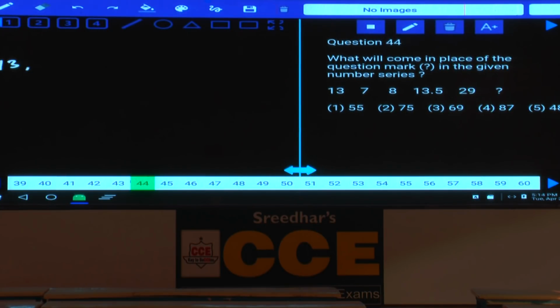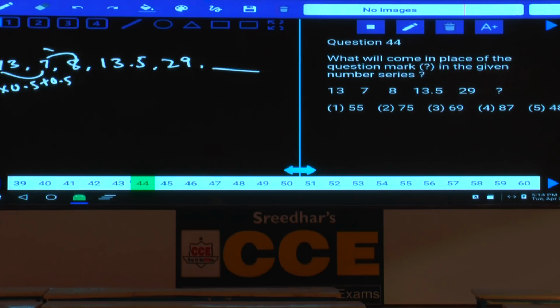Whenever the numbers once decreased and it is increasing from there onwards, first pattern should be what? Tell me, we have discussed this many times before. Now first we need to multiply this one with half. 13 into 0.5 is how much? 6.5. 6.5 plus 0.5. And next one 7 into 1 plus 1. And next one 8 into 1.5, 12 plus 1, 13.5.